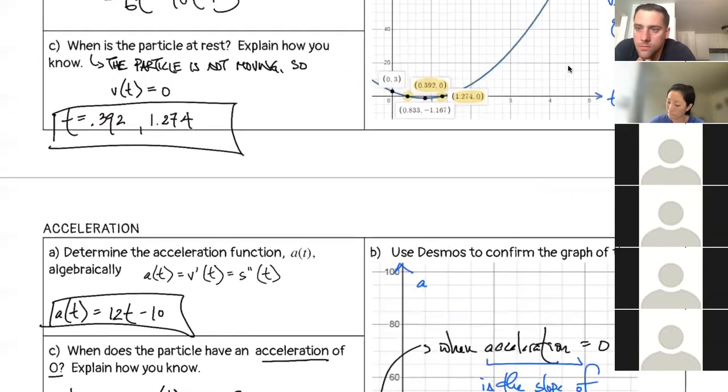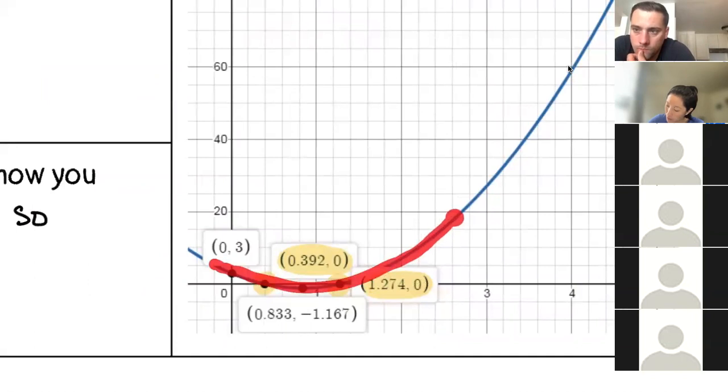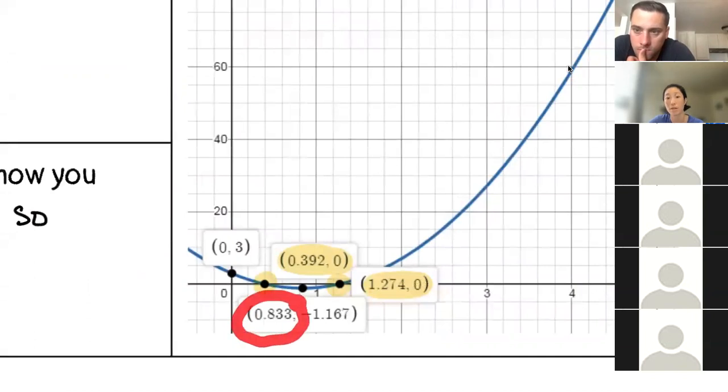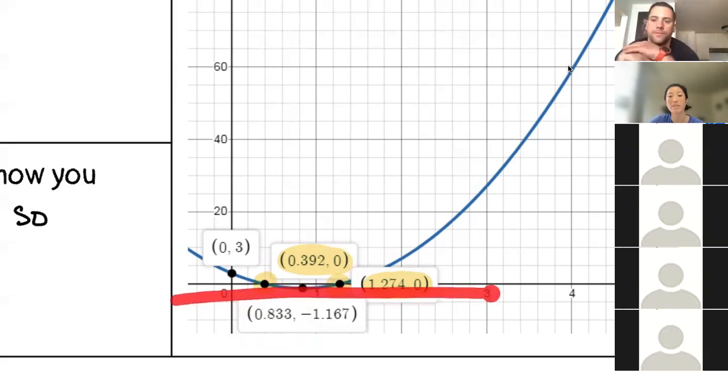Let's check it out. Draw this parabola. The very bottom of the parabola, where there might be, as you were saying, Jeremy, a local minimum, the slope there is 0. So if someone gives you a velocity graph and asks when the acceleration is 0, you would look for where the slope is 0.